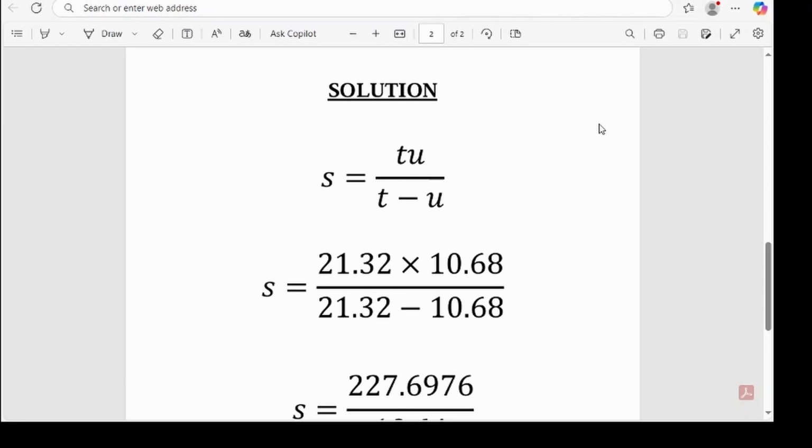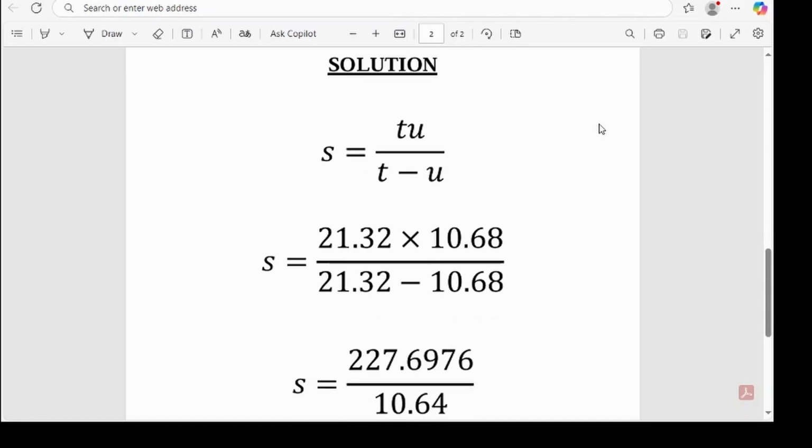Based on the preamble, the expression is giving us s equals the fraction tu divided by t minus u, okay, where tu is virtually saying t multiplying u, right? So t multiplying u would be giving us 21.32 multiplying 10.68, all divided by the fraction 21.32 minus 10.68, right?